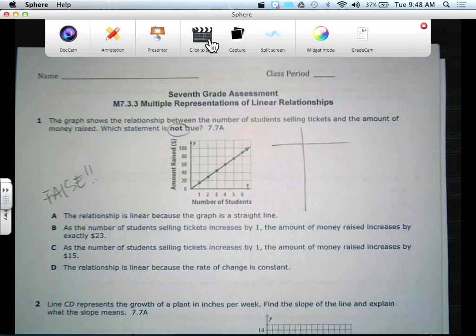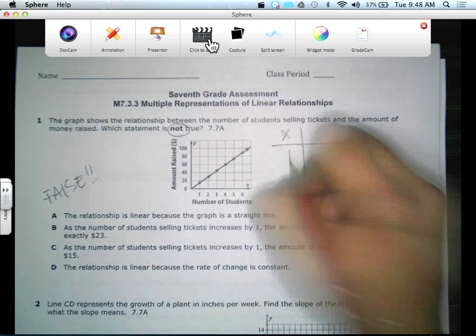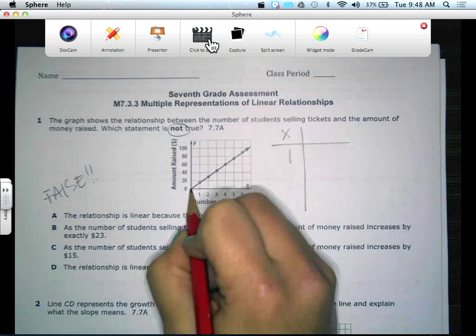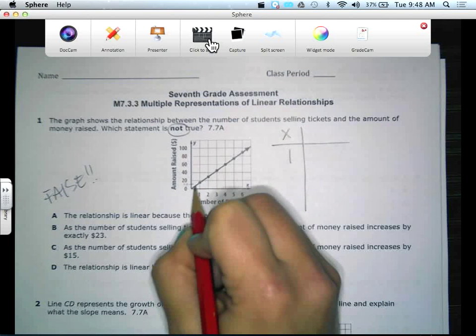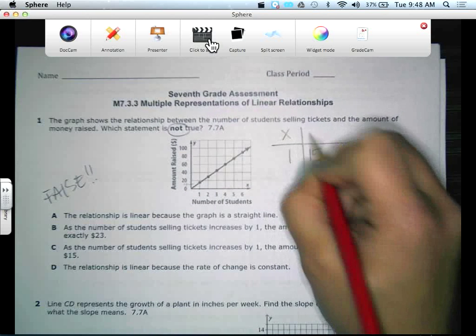So the first point that I see when I go to one student, and I go up, it's less than 20. Since these count by 20s, the middle would be 10, and this is in the middle of 10 and 20, so I'm going to say that's 15.